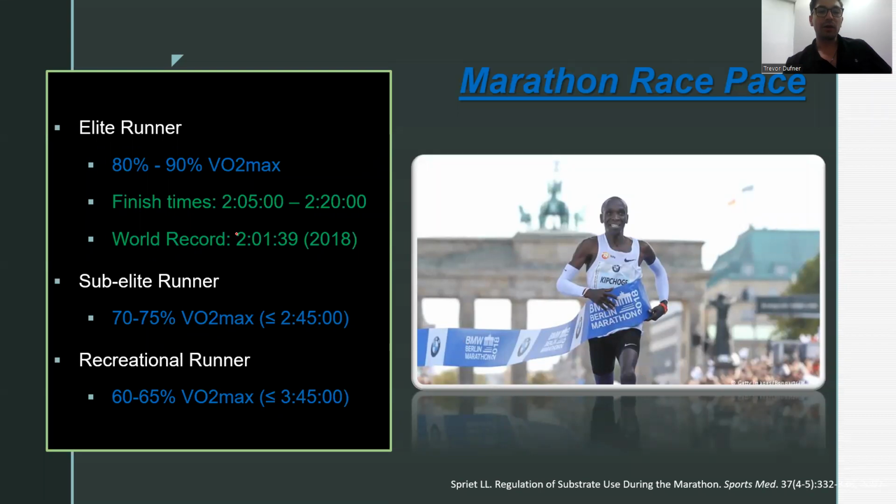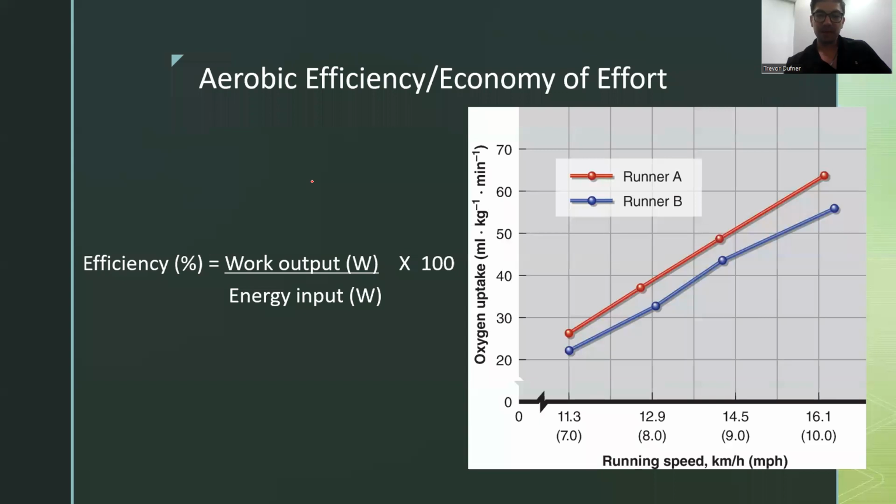So we see here that an elite runner runs the entire race at about 80 to 90% of their VO2 max. I can guarantee you right now, if I brought almost every single one of you into the lab and had you run at 80% of your VO2 max, you would tire out very, very quickly. Most individuals can't run for a long period above 60% of their VO2 max. And so what we're seeing here is that at any given running speed, 11.3, 12.9, runner B is actually utilizing less oxygen. They're doing the same amount of work, but utilizing less oxygen, which means at any given pace, they are at a lower percentage of their VO2 max.